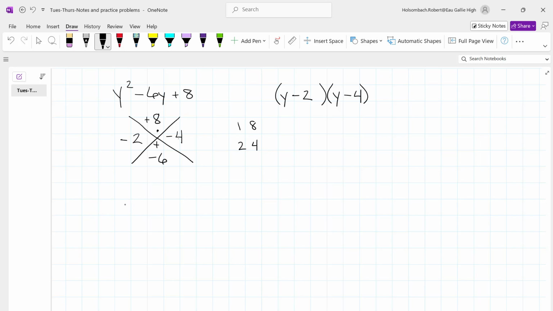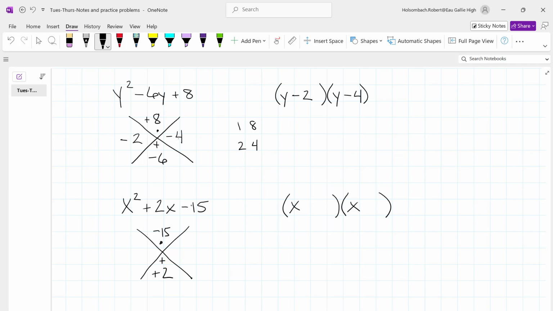Let's look at x squared plus 2x minus 15. Again, we're going to factor this into two binomials. Our first term is x squared, so our first term is going to be x in each binomial. We are multiplying two factors to get a negative 15, and we are adding our two factors to get a positive 2.